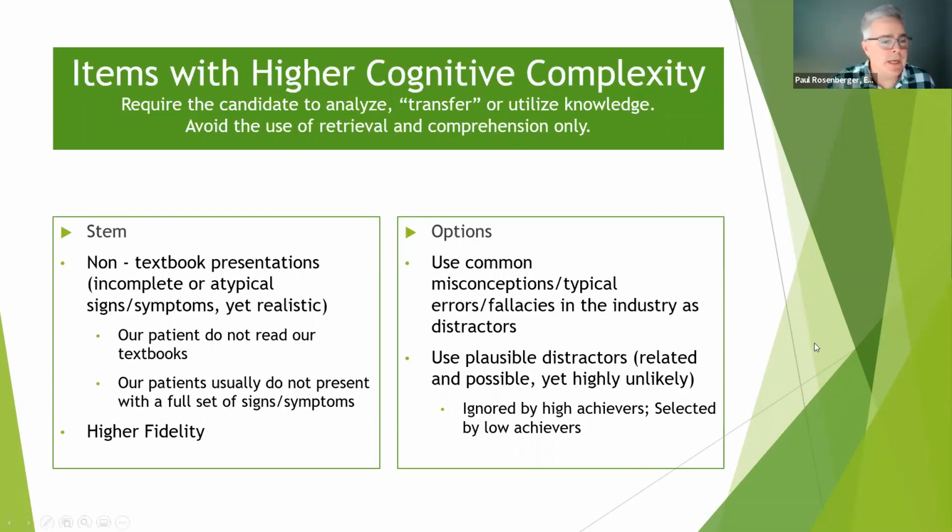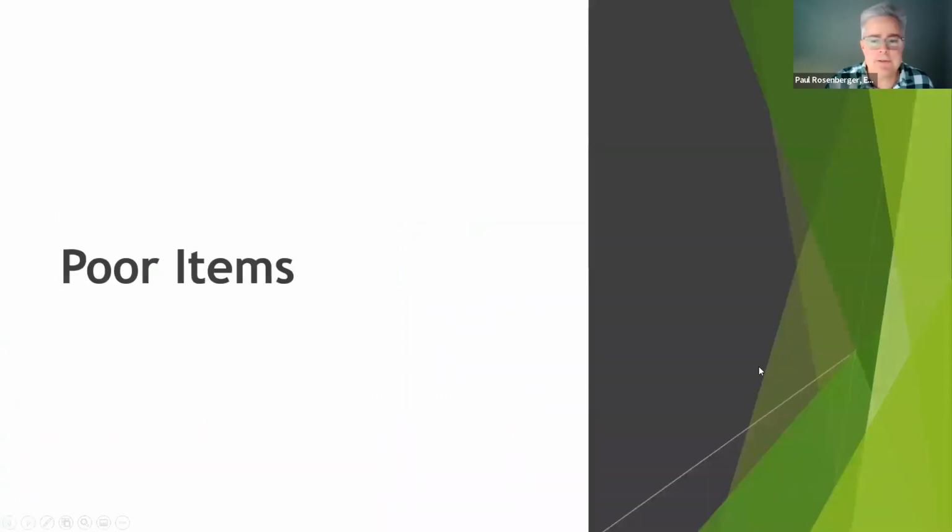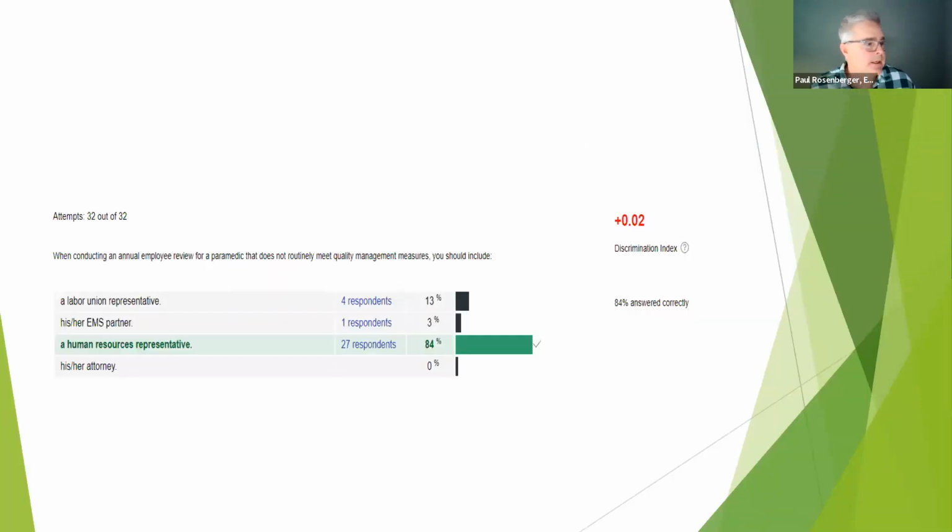So again, when you have items that are performing as too easy, look at the STEM and make sure it's doing what you want, and make sure those distractors are attractive enough to draw somebody to them, especially those candidates who don't have a good understanding of the medicine. So let's go look at some items. These are examples of poor items, and we'll work our way through and talk about why they're not performing.